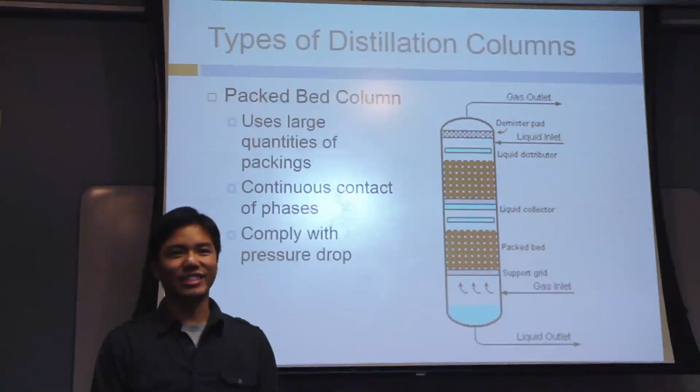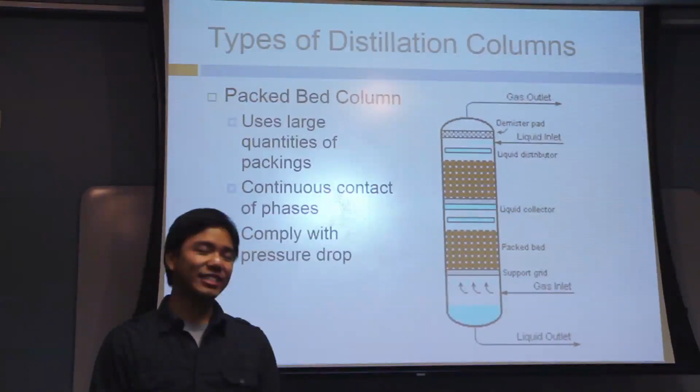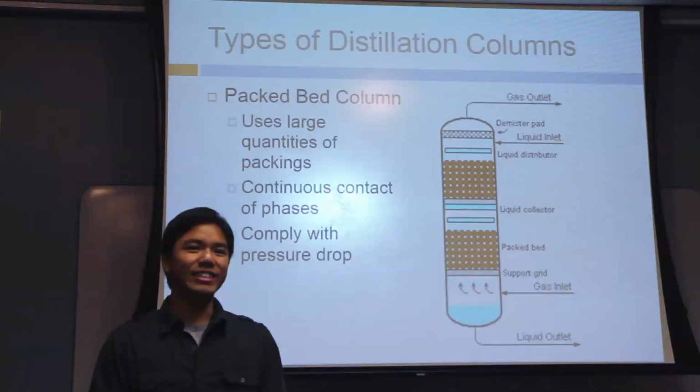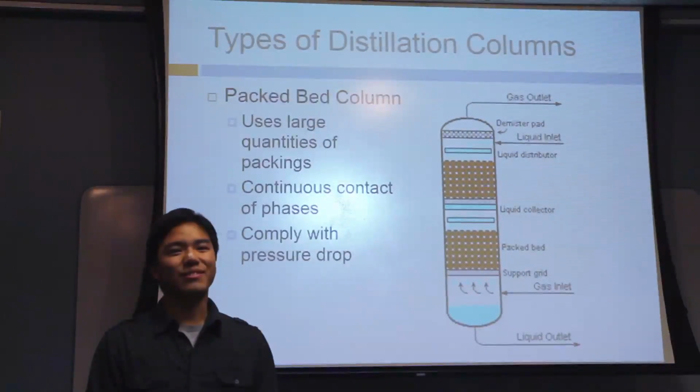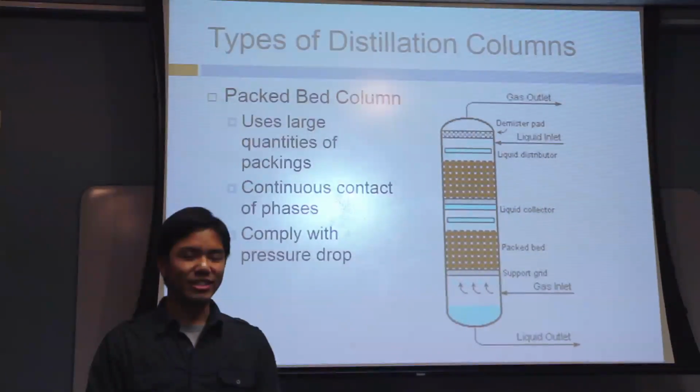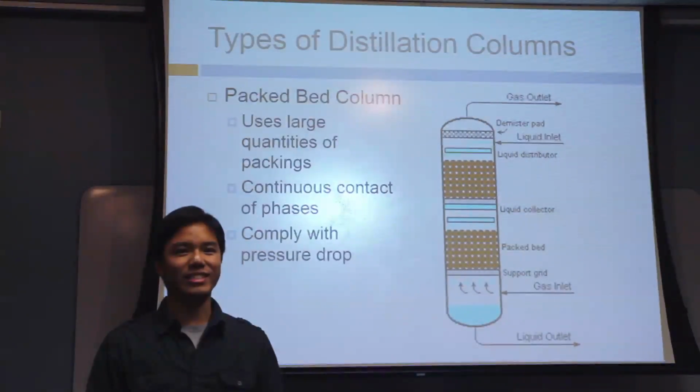The second type of distillation columns are packed bed columns. Instead of trays, it uses packings. In here, it allows for the continuous contact of the two phases. These two types of distillation columns have different characteristics, and this presentation will go more into detail about it.